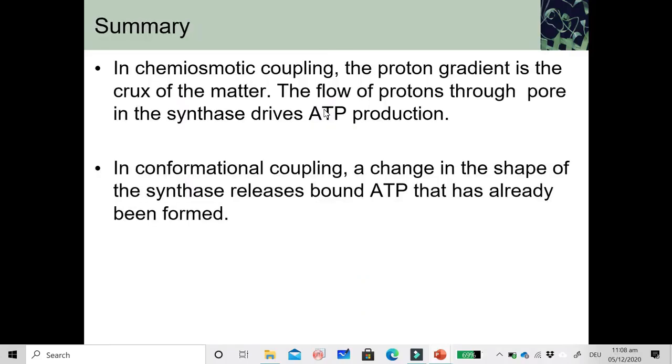All right. In chemiosmotic coupling, the proton gradient is the crux of the matter. The flux of protons through the pore in the synthase drives ATP production. In conformational coupling, a change in the shape of the synthase releases bound ATP that has already been formed.